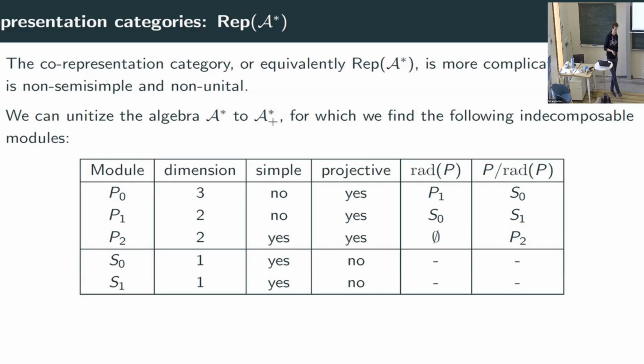So for this unital algebra, you find these 5 different modules. These are indecomposable modules. 2 of these are projective, but not simple. There's a 3-dimensional one and a 2-dimensional one. You can look at the radical, you can look at the top of these things. So this P0 is the projective cover of this S0, and S0 is simple. P1 is a projective cover of S1, and S1 is simple. And then this P2 is a projective module that is simple as well, so it's its own projective.